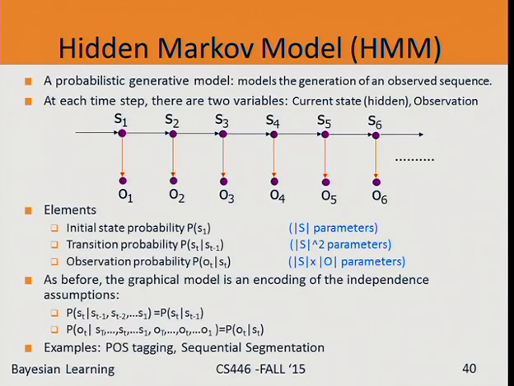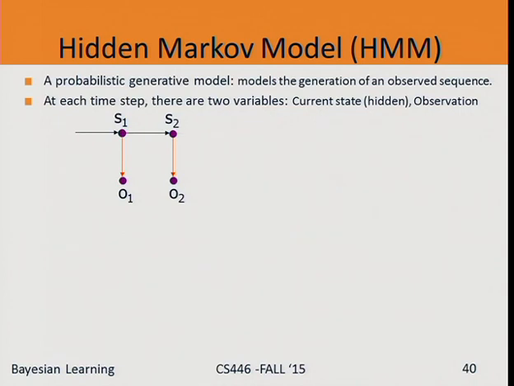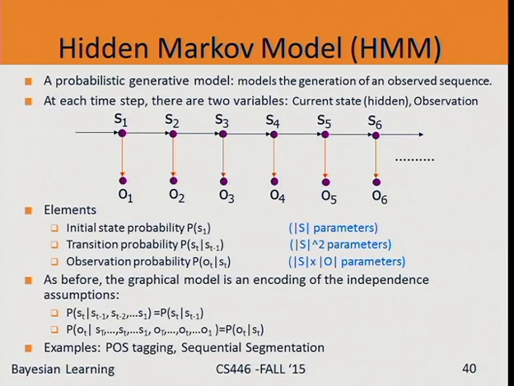That means we have the following parameters that we need to estimate. We have to estimate the initial state, P of S1, and if I have capital S states, I'm going to have capital S parameters here. I have transition probabilities: when I'm in a given state, which state am I going to move to? So P of ST given ST minus 1, and this gives me S squared parameters. And I have the observation probability: when I'm in this state, what governs the generation of the next observation? So this is P of O, observation, given S, and this is number of S times number of O parameters. Okay? So these are the parameters.